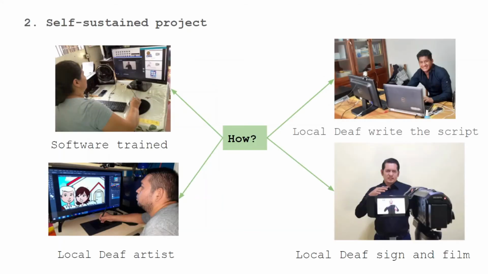Another goal was for the project to become self-sustaining. For this reason, they were trained in the use of the software. They are the ones that write an original script. They also create their own illustrations, and they are the ones to sign and film the books. It is a locally owned project.